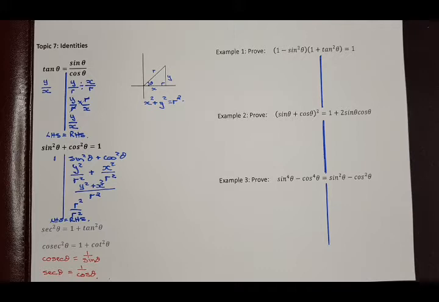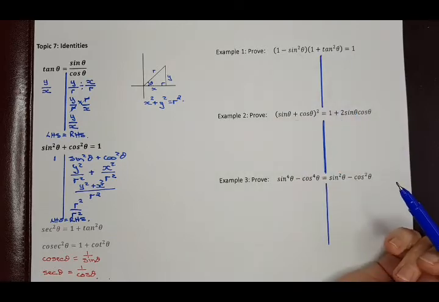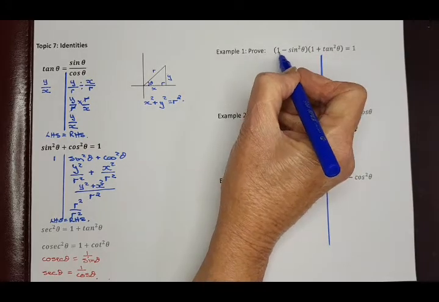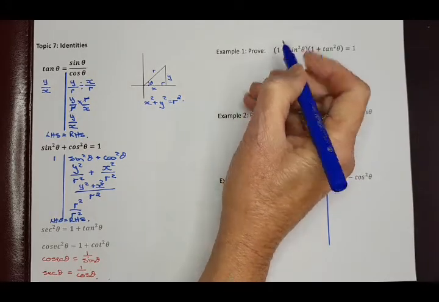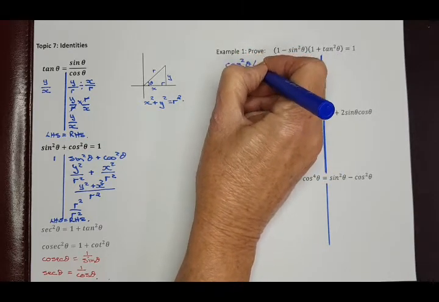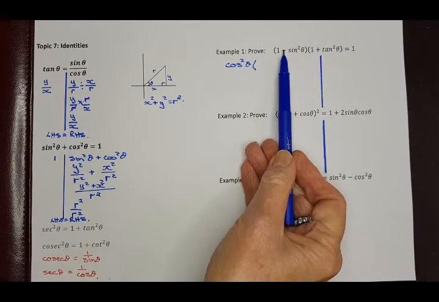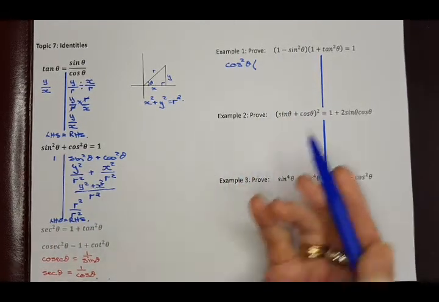The first rule is, if you can, use your square identity to get rid of your plus or your minus sign. So in this side over here, that 1 minus sine squared, I am going to write as cos squared theta. I'm using this identity to get rid of that minus sign.